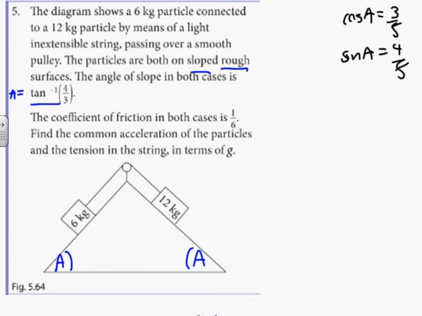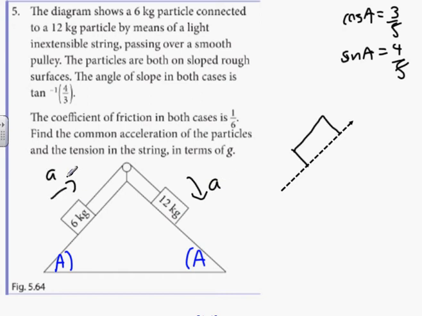Okay, now once we're done with that, the coefficient of friction in both cases is 1/6. Find the common acceleration of the particles. Okay, I'm going to draw both diagrams individually. So we'll start with the 6 kilogram. It's very easy to predict the acceleration this time around, isn't it? That one's going to fall. That one's going to rise. That's very easy to know.